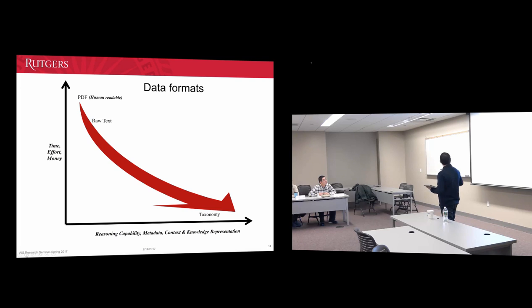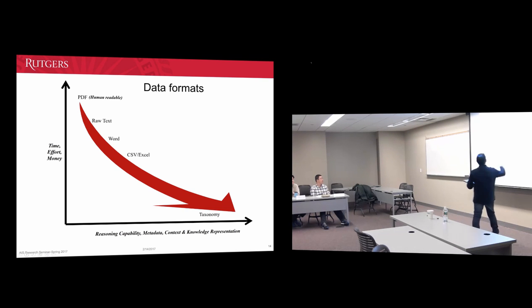So at the beginning you have PDF, and then you move on to raw text. If I provide you the information not in Word, but in raw text, in a text file, it's easier to analyze, it's already in text, however you lose the formatting. And then after that you have Word, which is text that provides for some formatting. Then you have a tabular form, either in CSV or in Excel or something like that. You have a better one.